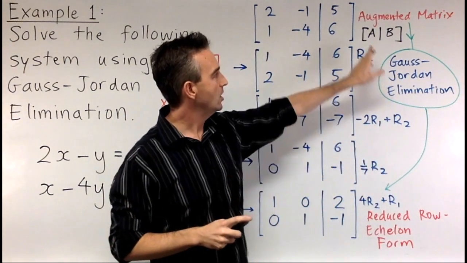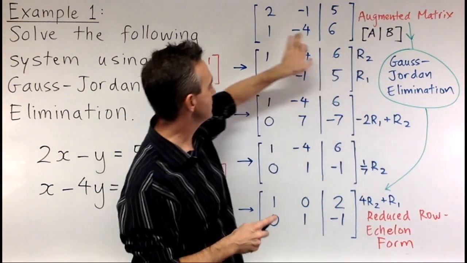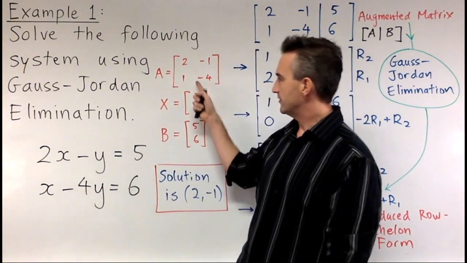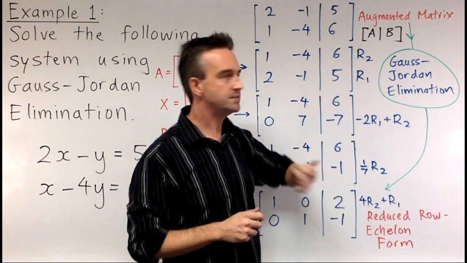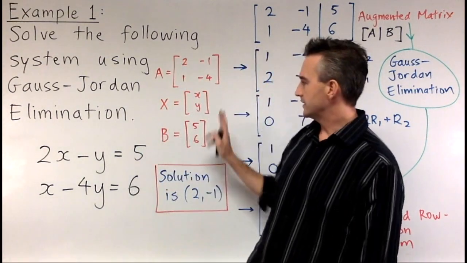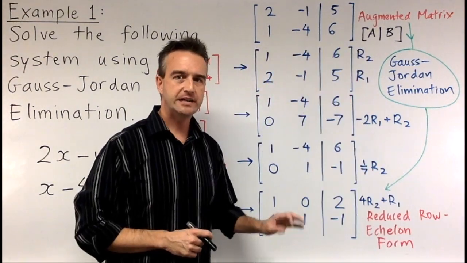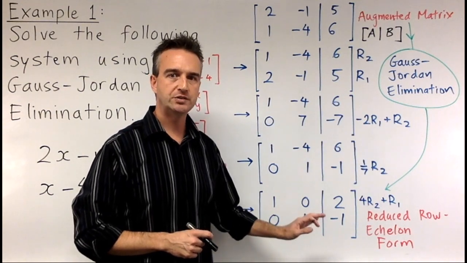Does that make sense? The left side is simply the coefficient matrix, given by this, right? And the right side is simply the matrix of constants, right? Given by this. And we end up down here at something called the reduced row echelon form.